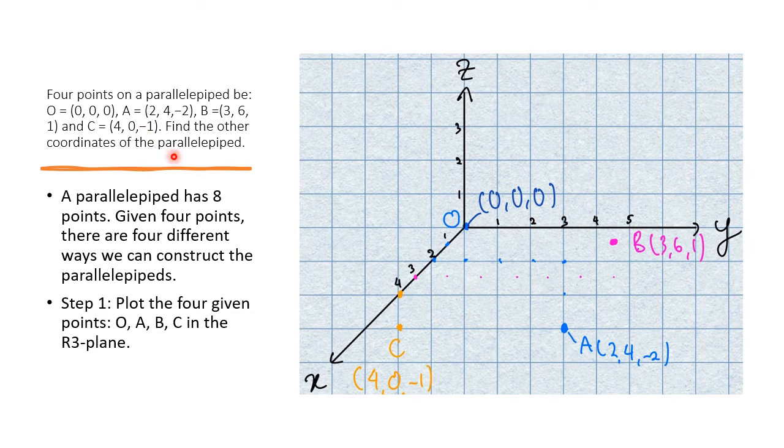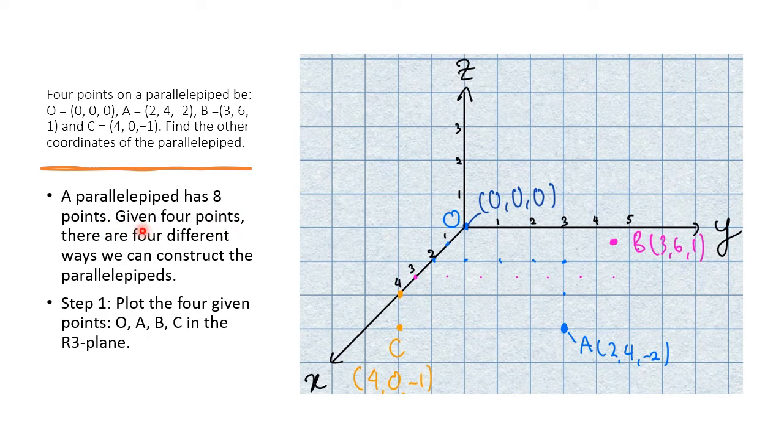Now, the first thing I'm going to do is first a description. A parallelepiped has 8 points. The same thing as a square. A square is a special type of parallelepiped actually. All the angles are 90 degrees. So it is a special type of parallelepiped.